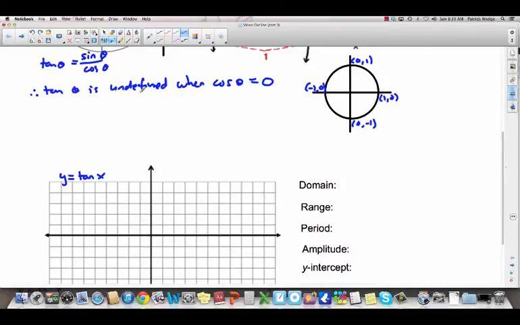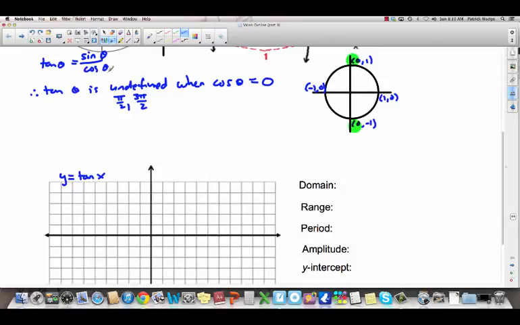So we're saying tan theta is undefined when cosine theta is 0. When's cosine theta 0? Here and here. So what angles are these? These are 90 degrees, which is the same as pi over 2, and 270 degrees, which is the same as 3 pi over 2. Okay, good. What else can we say about this?